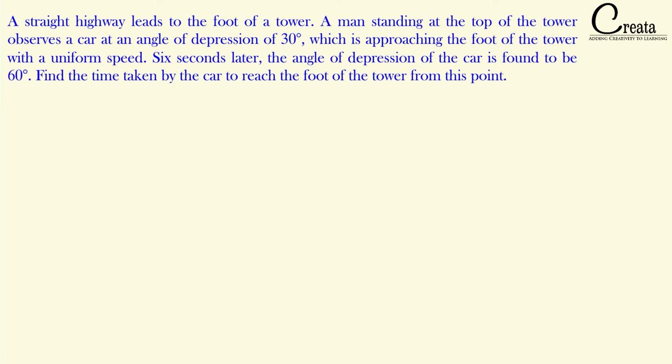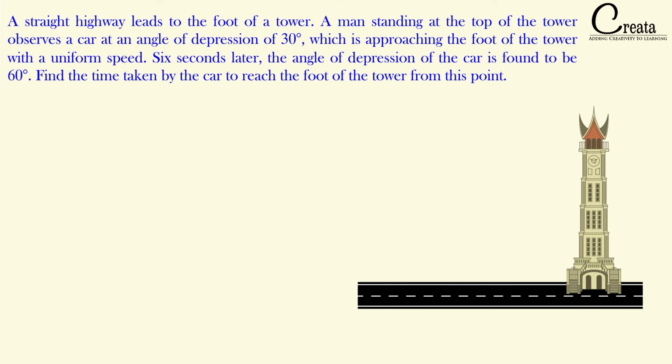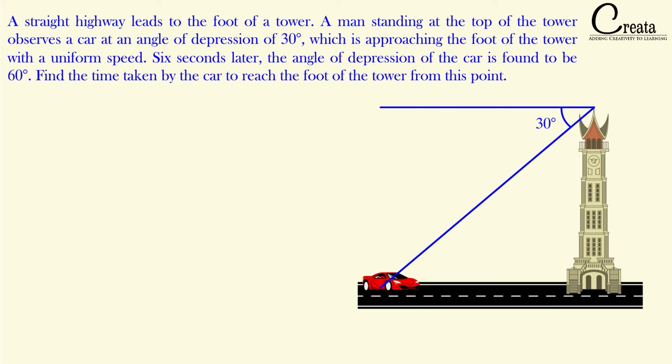So let's observe the question. In this question, a tower is given on the highway. Let's have a tower. On the top of the tower, the man is observing the road. A car is coming toward the tower. That man is also observing this car. The angle of depression formed is 30 degree. Angle of depression is when we are looking downward. This man is looking downward toward the car. And this angle is with respect to the horizontal line. So this angle is 30 degree when this man is looking from the top of the tower to the car at the road.